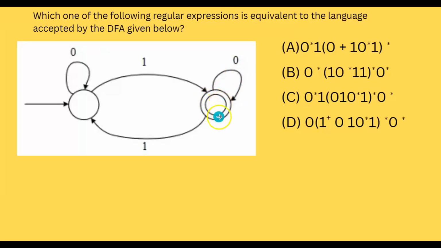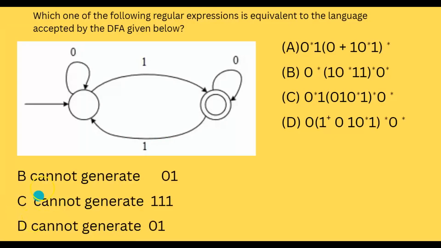If it finds another 1, it goes to this state again. So again it can have 0 or more occurrences of 0, and it should have another 1 to reach the final state. So this represents a binary string with an odd number of ones. That means it can have a single 1, or it should have 3 ones, isn't it? Or 5 ones like that. Let us find the answer for this DFA.